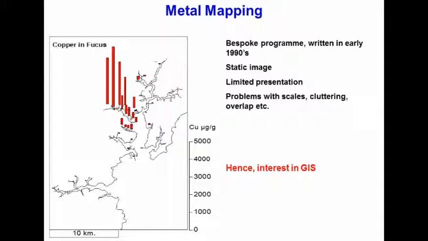We have an existing mapping program to visualize that data. This is an example of copper in seaweeds. It's very old now. It's an old bespoke program that was written in the 1990s, gives you a static image, and there's all sorts of problems with it, with things overlapping. So we've now got a great interest in using GIS as a better presentation tool for a lot of this multivariate data that we have.